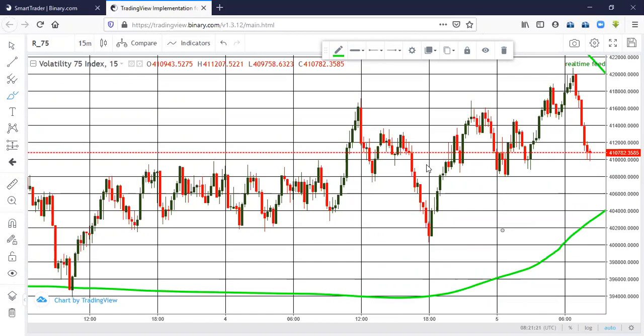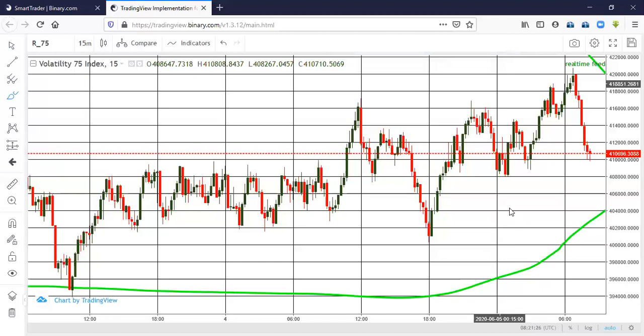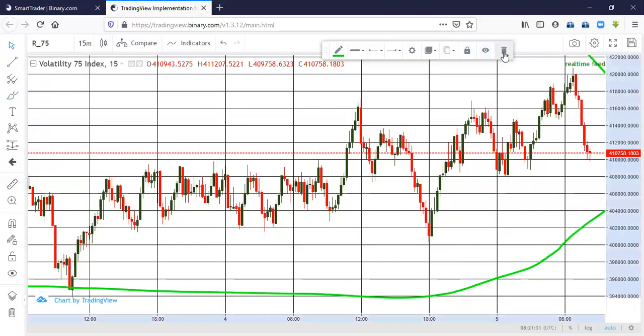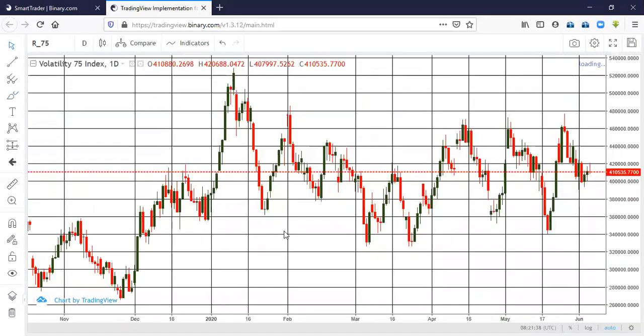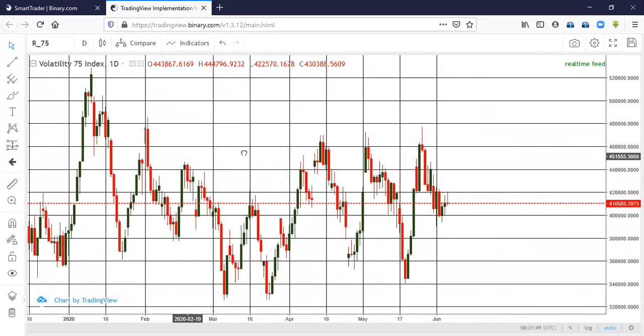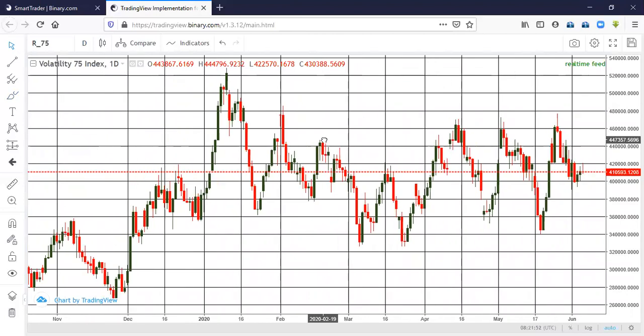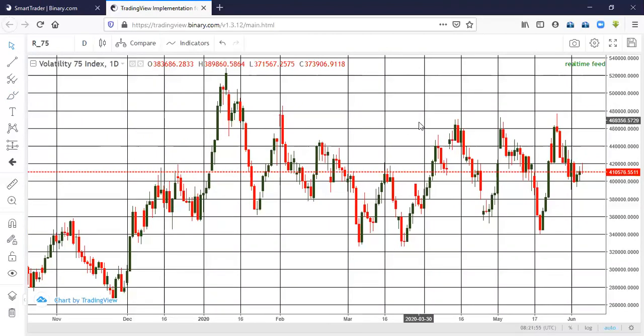So what happens when we have this whole setup? Let us first remove this, and then let's take our chart to the daily chart. We are taking it to the daily time frame because we want to be aware of what is happening with our trend here. On a daily time frame, this is what we have. It has been moving in a single direction.